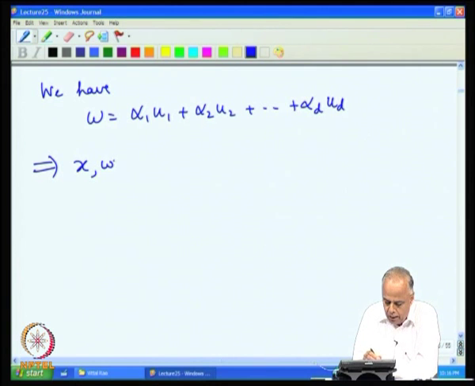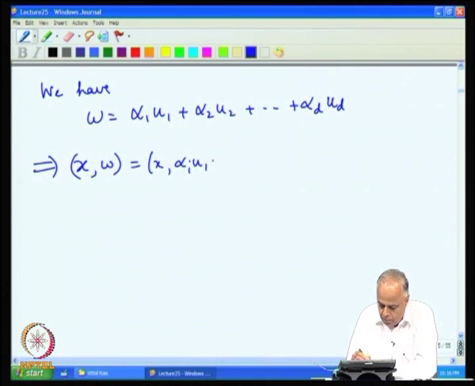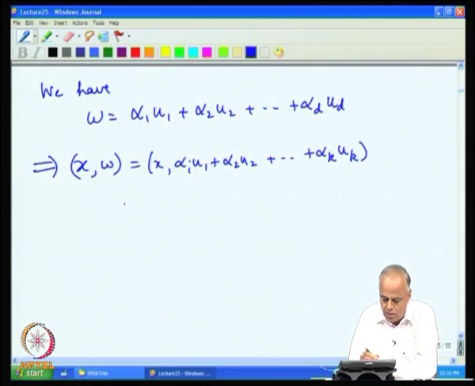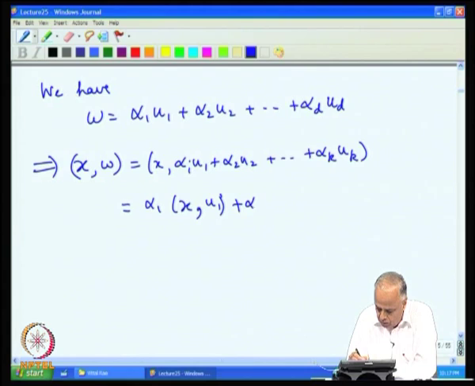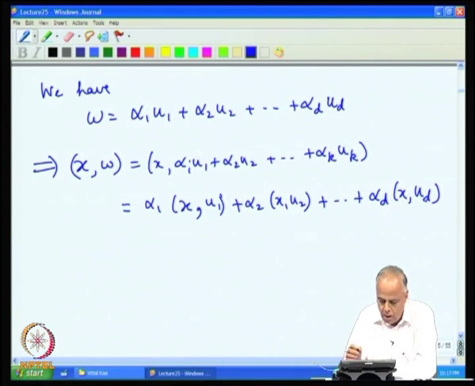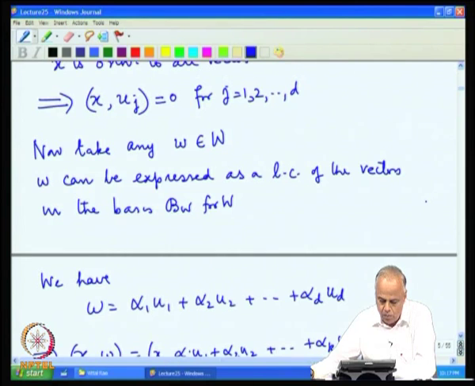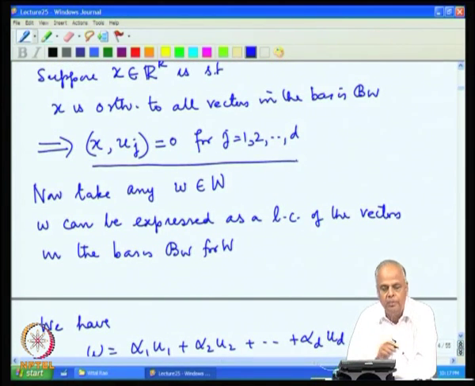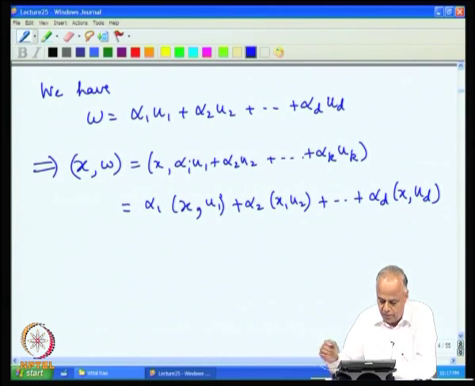Consequently, if you now take the inner product of x with w, I get <x, alpha 1 u 1 plus alpha 2 u 2 plus alpha d u d>. But the dot product is distributive and constants come out of the dot product. This is equal to alpha 1 <x, u 1> plus alpha 2 <x, u 2> and so on, alpha d <x, u d>. But recall that we had assumed that x is orthogonal to all the basis vectors and therefore <x, u j> is equal to 0 for every j. So, this becomes 0, which means x is orthogonal to w.